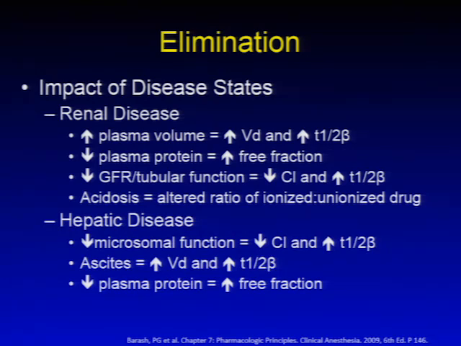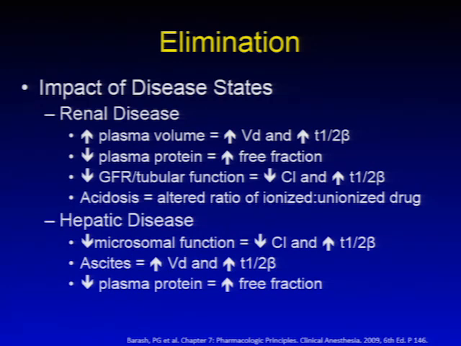Because elimination is so dependent on the liver and kidneys, it's useful to talk about what happens if these organs are diseased. In patients with renal disease, they often have impaired free water clearance and increases in their plasma volume. This increases their volume of distribution and necessarily increases the beta elimination half-life. They also have lower levels of GFR and decreases in tubular function, and thus decreases in their clearance, and again, by necessity, an increase in their elimination half-life.